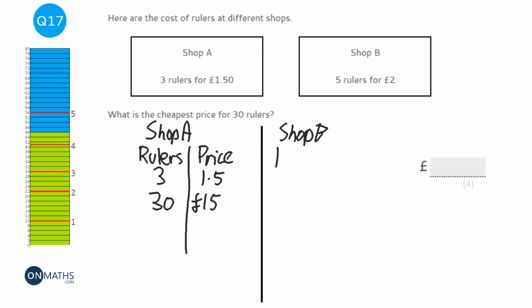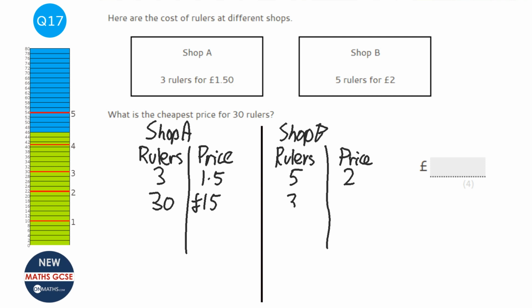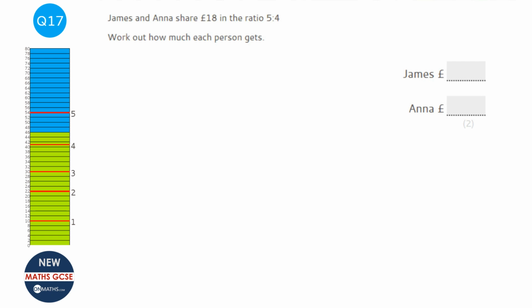Okay, let's do shop B. Rulers and price. So 5 rulers is £2. Now to get from 2 to 30, I need to times by 6. So I'm going to times the 2 by 6. That gives me £12. So it says, what is the cheapest price for 30 rulers? The cheapest price is £12 at shop B. Okay, if you want to pause the video now and have a go, otherwise let's get started.